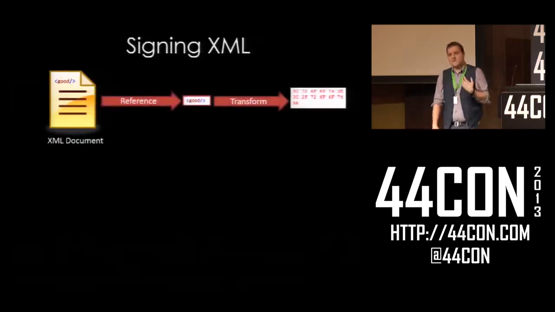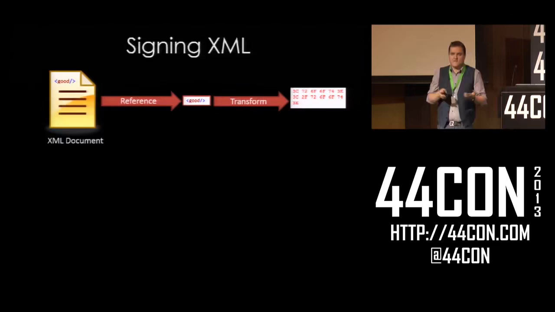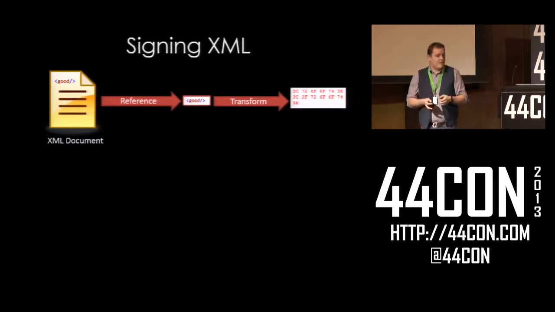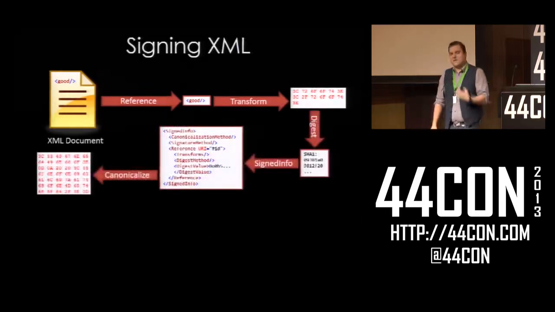The first thing you do is create a list of references. It may be that you don't want to sign the entire document. You may actually just want to sign a small subsection of it. That's fine. There's no problem with that. So we create a reference, and that reference refers to which part of the document, and we then run some transformation process on it. But ultimately, the end point is we get some bytes. We can then hash those bytes, say through SHA-1 or any other cryptographic digest algorithm.